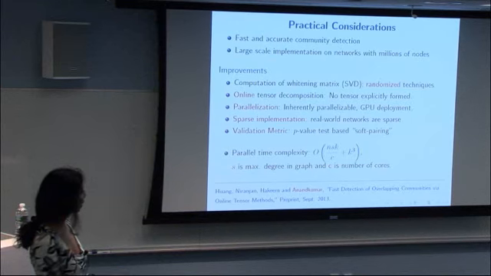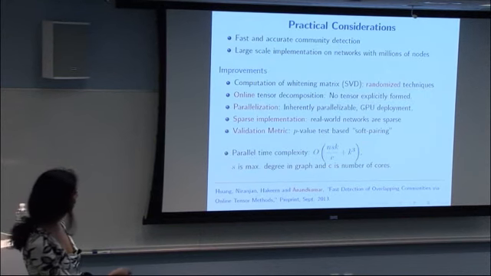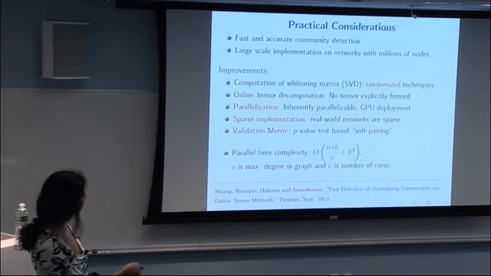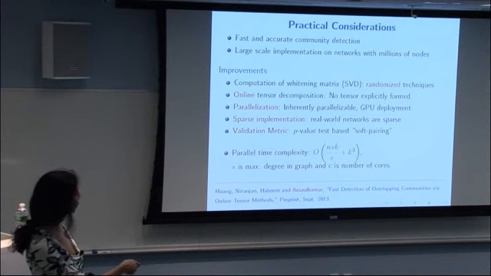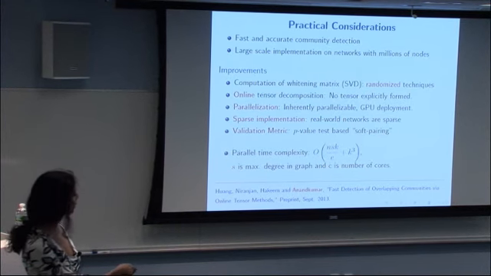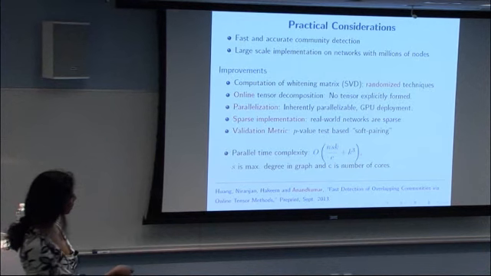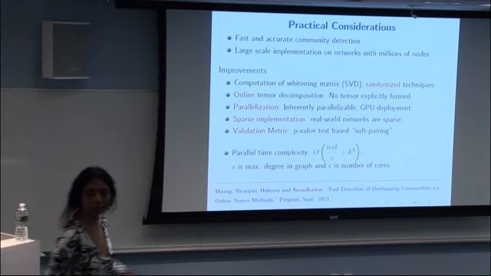Taking into account many of these practical considerations makes this very efficient and scalable for large networks. In fact, the parallel time complexity, as you have more and more cores, is just linear in the number of nodes in the network. Typically, the number of communities is much smaller than the number of nodes, so this is the dominant term. And this says we can parallelize this to a very high degree.